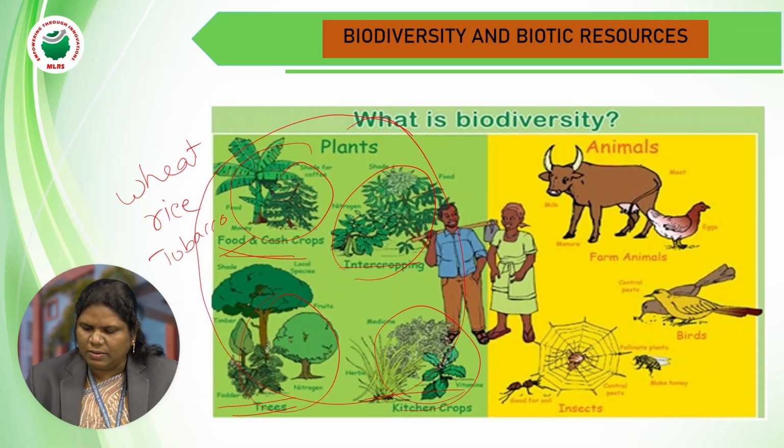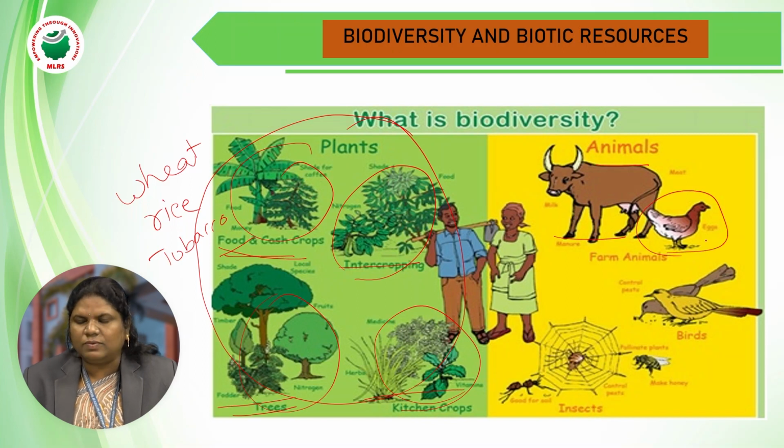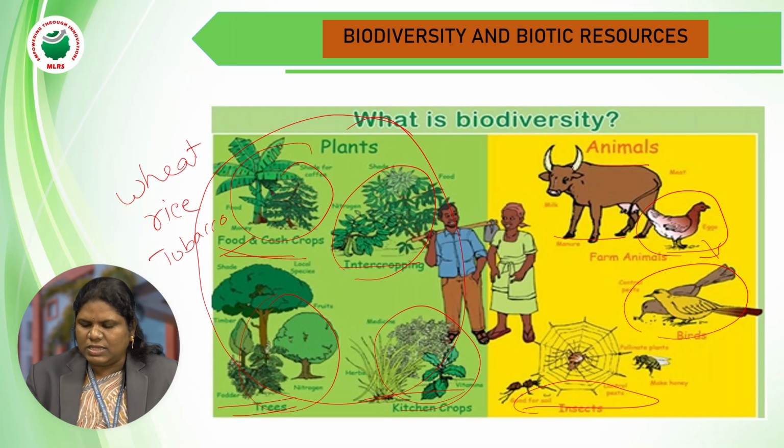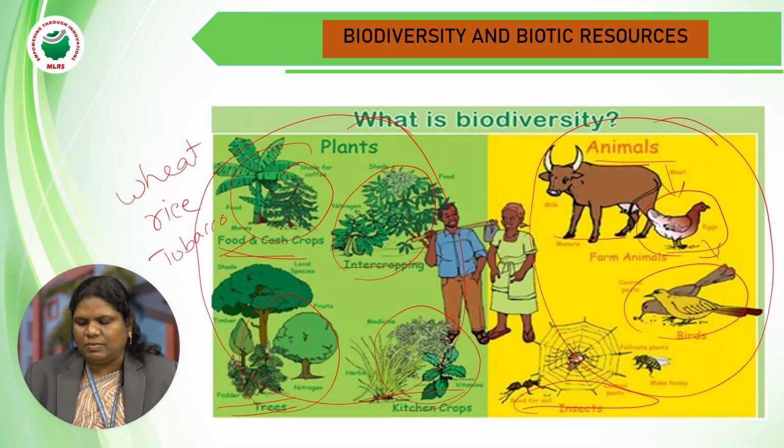And animals have different types. These are cows and buffaloes, which give us milk, and hens, from which we get eggs and meat. These are different kinds of birds, and these are different insects. Commonly we say these are animals and insects. These also come under the animals section, but different types of animals and birds live together in different ecosystems.